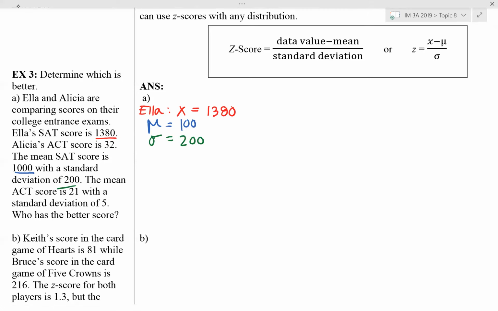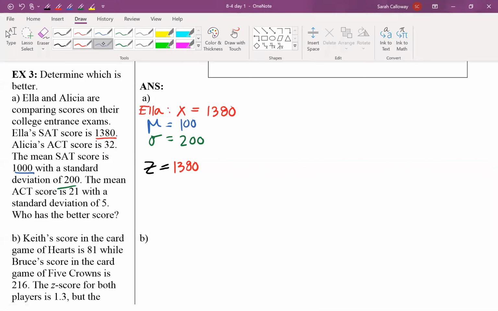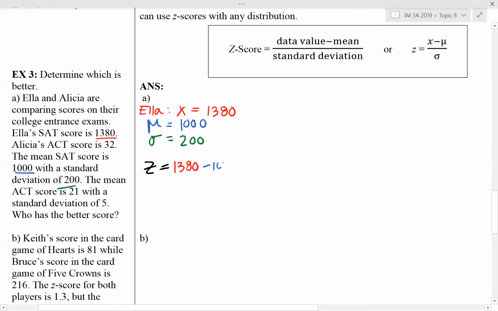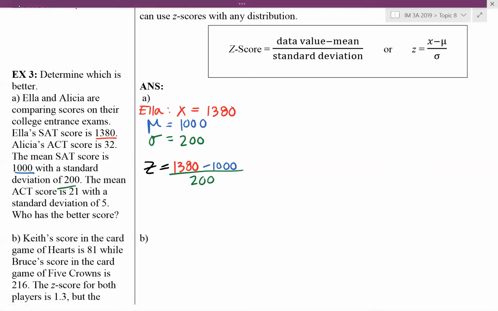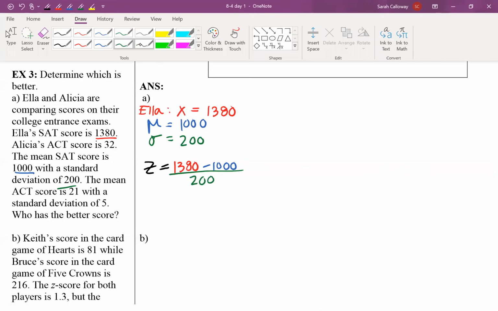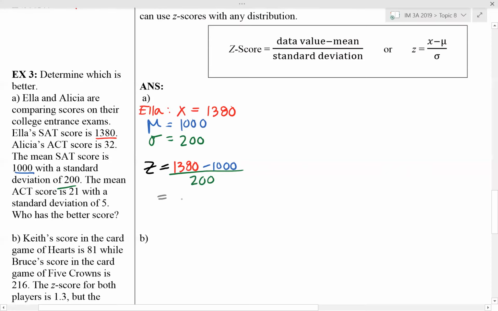So to find her Z-score, we're going to take 1380 minus the average score, which I accidentally wrote as 100. That was supposed to be 1,000. Divided by the standard deviation of the scores, which was 200. So we're taking 1,380, subtracting 1,000, dividing by 200. That gives us a value of 1.9. So the z-score for Ella is 1.9.